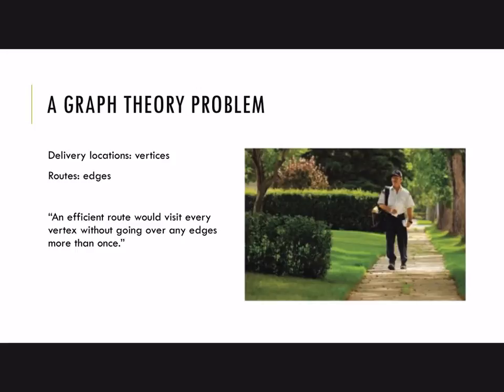One thing that he would be interested in is an efficient route, and for him this would mean visiting each of his delivery mail locations without repeating any of his routes. So he doesn't want to walk the same sidewalk like 7 different times just to get to some different houses. If we rephrase this as a graph theory question, if we call the delivery locations vertices, and if we call his routes the edges, then we're interested in a route that visits every vertex, we don't want to miss any, without going over any of the edges more than once.